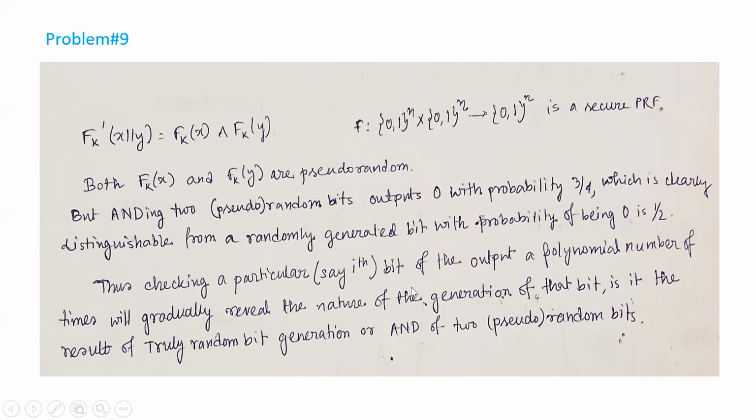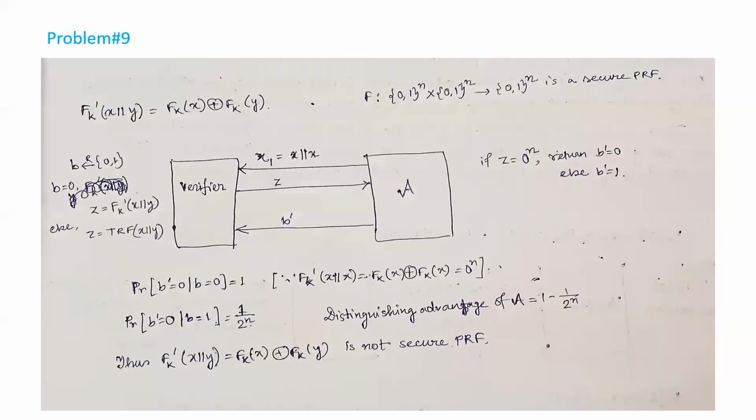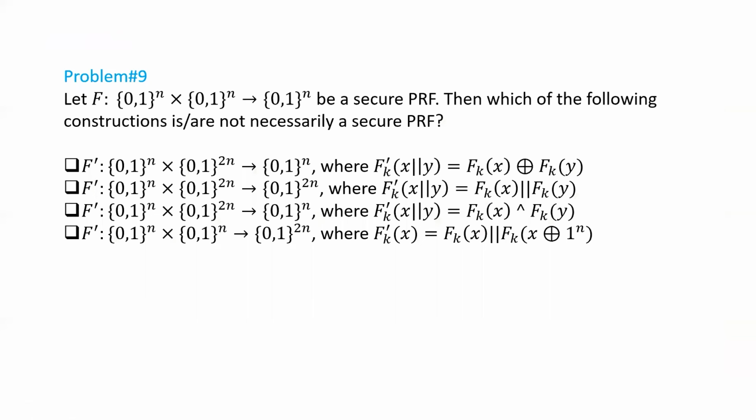So by checking a particular bit of the output a polynomial number of times, we gradually reveal the nature of the generation of that bit. If you see that the probability of some particular bit in the output being 0 is more than half, then you conclude that you are actually interacting with a PRF. Otherwise, you conclude that you are interacting with a truly random bit generator. So this is also not a secure PRF, because ANDing two pseudo-random strings will output 0 in some particular bit with large probability.